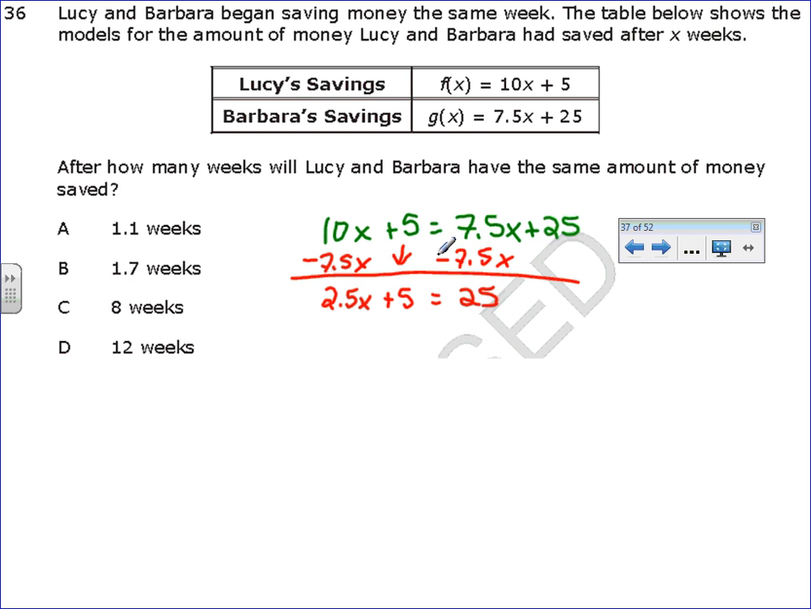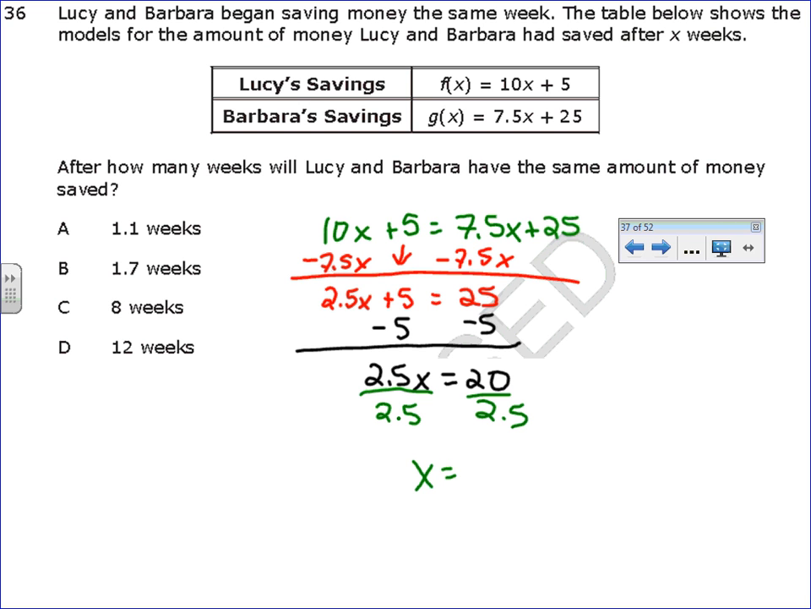Okay? Well, then I need to get x by itself. I'm going to subtract 5 from both sides. That gives me 2.5x equals 20. Okay, I want to get x by itself, so I'm going to divide both sides by 2.5. And x equals 8.